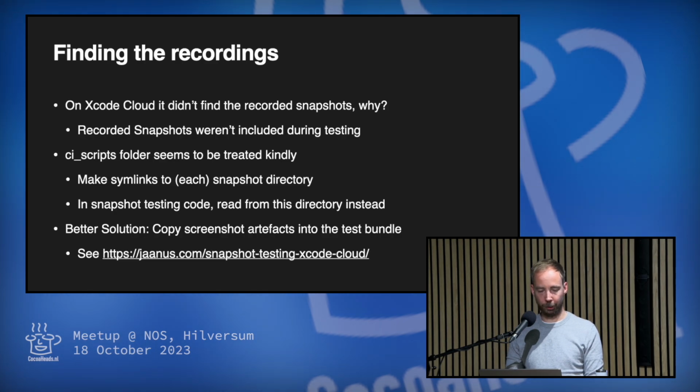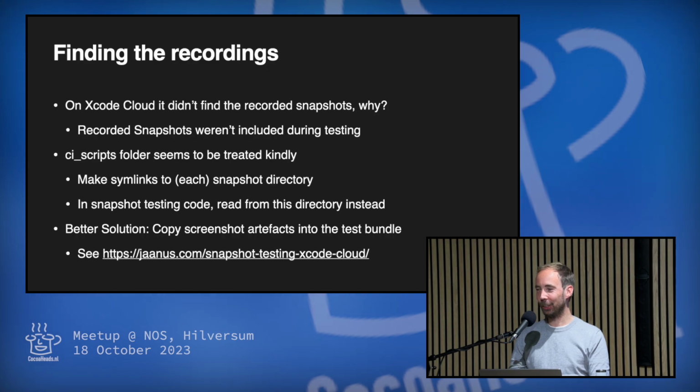And yeah, the snapshots live in the code base, right? And not in those artifacts. They weren't copied along. So we thought, how could we get those snapshots through to the tests? And one thing we found out was that the CI scripts folder was persisted across those actions. So we kind of mistreated that.